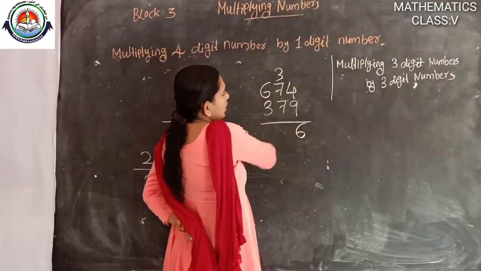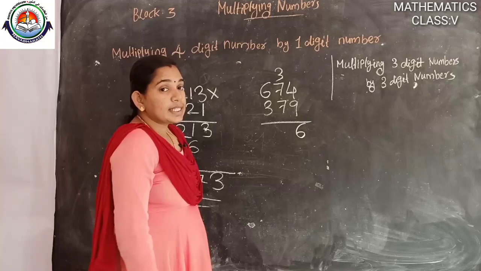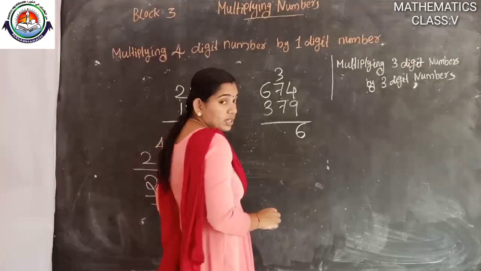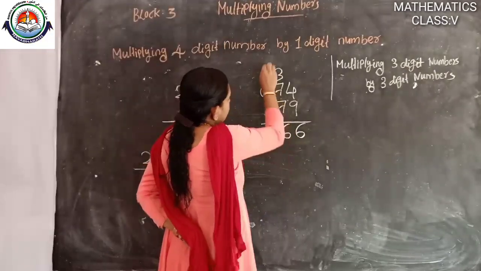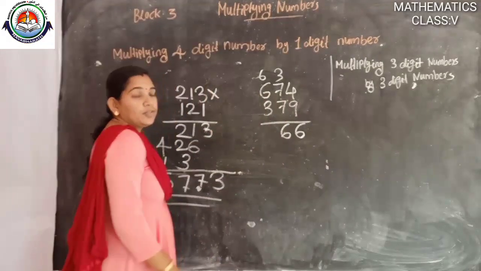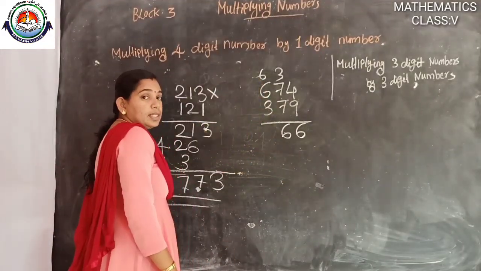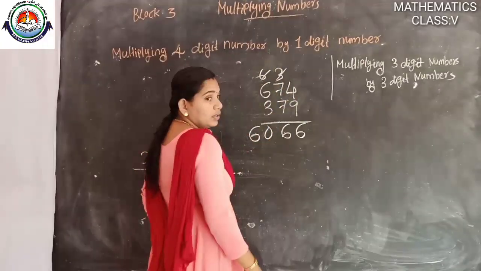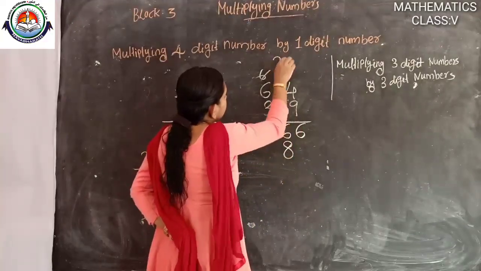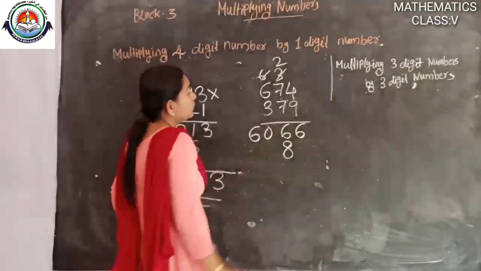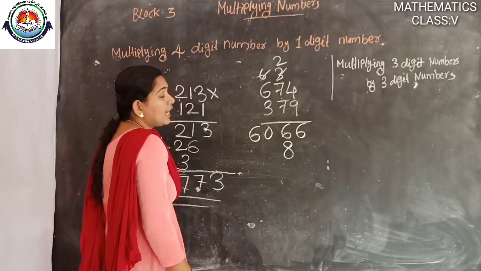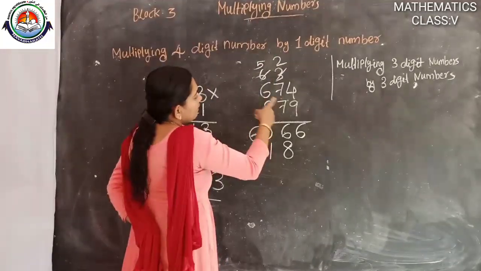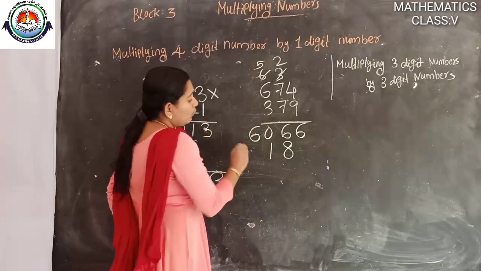And for the second number, 9 into 4, 36. 6 we are writing, here 3. 63. 63 plus 3, 66. We are writing 6 here. 6, 54. 54 plus 6, 60. Okay. Then 7 into 4, 28. 7 into 7, 49. 49 plus 2, 51. 5. Then 7 into 6, 42. 42 plus 5, 47.